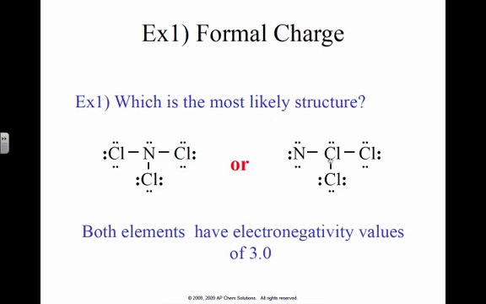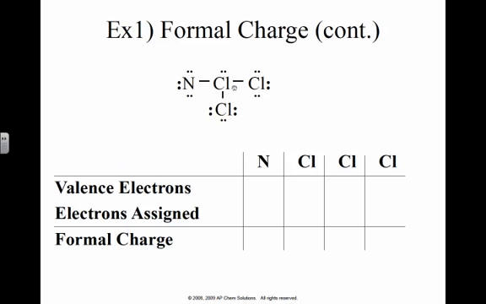This one or this one? Cl and N both have an electronegativity value of 3, so how do I know which one goes in the middle? That's what we're trying to figure out. Well, according to this, nitrogen is supposed to have 5 valence electrons and chlorine is supposed to have 7. What do I see up here for nitrogen? I see 7 that are touching nitrogen.